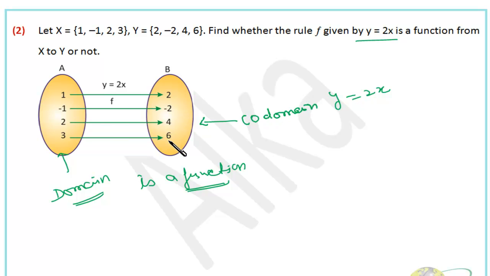Now here in this case, you can see that all the elements in set B have pre-images, right? 2, minus 2, 4 and 6, all the 4 elements. So for this particular set, codomain and range will be the same. So what will be the range of this function? That is 2, minus 2, 4 and 6. Okay, so I have discussed domain, codomain and range, all the 3, for this particular function.